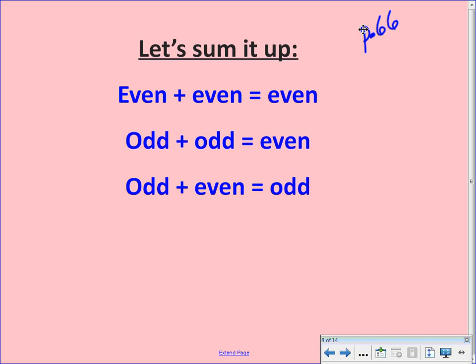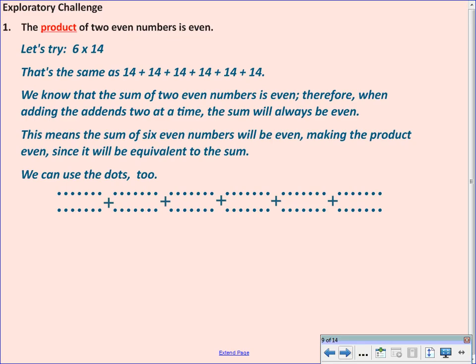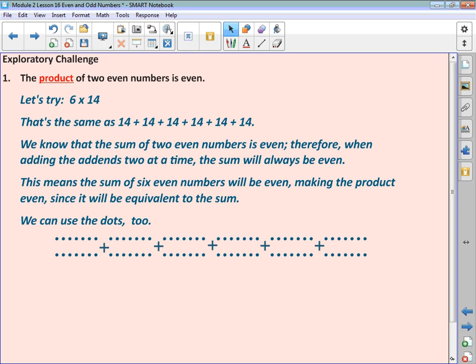We just proved that that will happen every time. These are theorems, truths. You write those on the bottom of page 66. That's addition. We were talking about sums. Let's think about multiplication and products. What are the rules for that? So the product of two even numbers is even, they're saying.